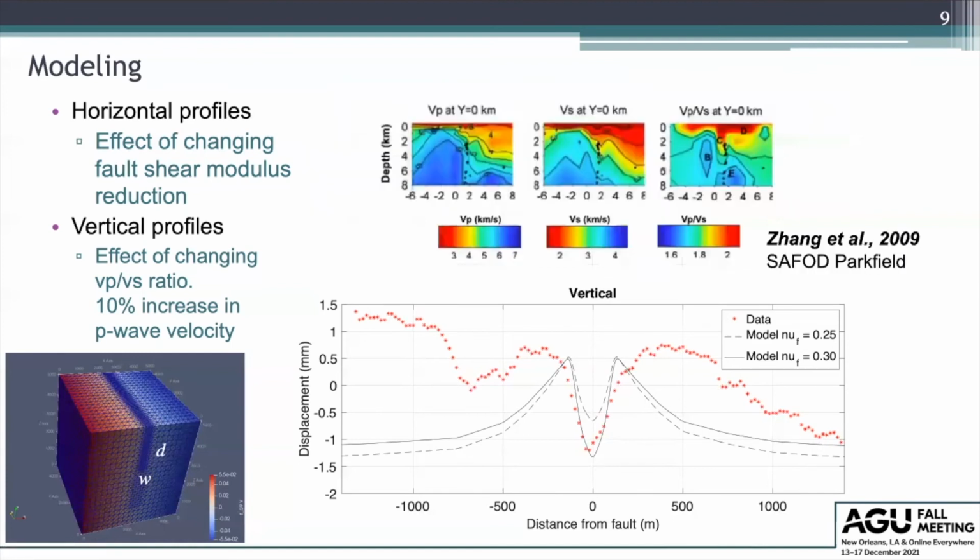This is, in fact, not too arbitrary of a number we are using here, as it is indicated by seismic tomography, like what's shown here by Zhang et al. near Parkfield. If you go from outside to inside the fault damage zone, the increase of VP/VS ratio is largely that number.